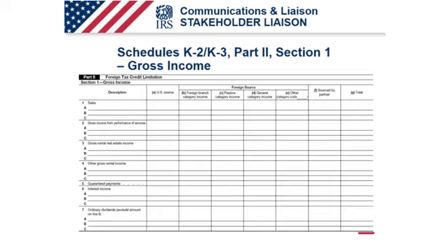These two sections provide the information to input in Part 1 of the Form 1116, where foreign source income and deductions are reported. On the next two slides, we have a screenshot of Part 2, Section 1 of the Schedule K-3. This is where the partnership reports the distributive share of the partnership's gross income for the foreign tax credit limitation computation.